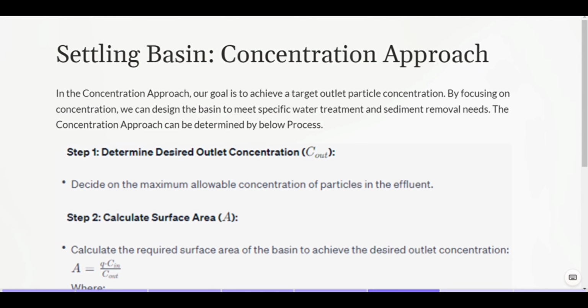Settling basin, concentration approach. In the concentration approach, our goal is to achieve a target outlet particle concentration. By focusing on concentration, we can design the basin to meet specific water treatment and sediment removal needs. The concentration approach can be determined by the below process.